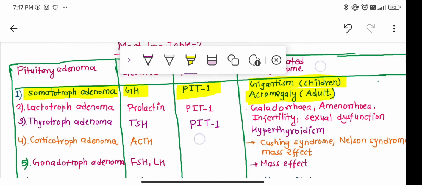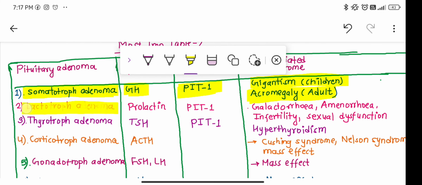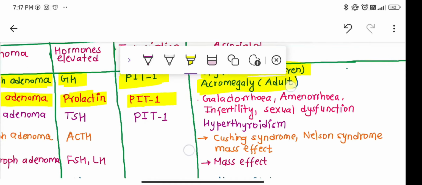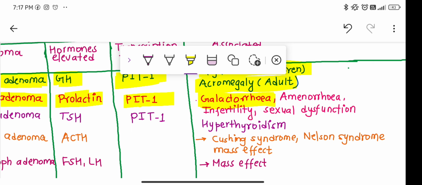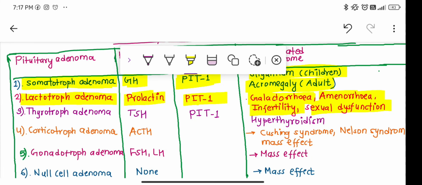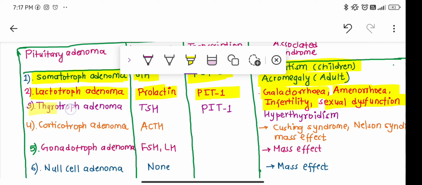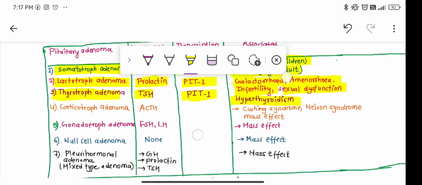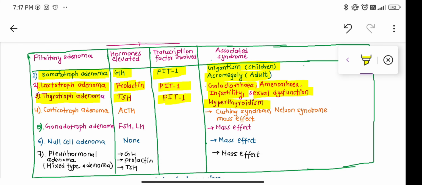Now next is lactotrope adenoma. Lactotrope adenoma has increased level of prolactin, and the PIT1 is the same. What are the signs and symptoms? This is important: galactorrhea, amenorrhea, infertility, sexual dysfunction, and this lactotrope adenoma is most commonly seen more in females than in males. Now thyrotrope adenoma has increased level of TSH, PIT1 transcription factor, and the patient will present with hyperthyroidism.